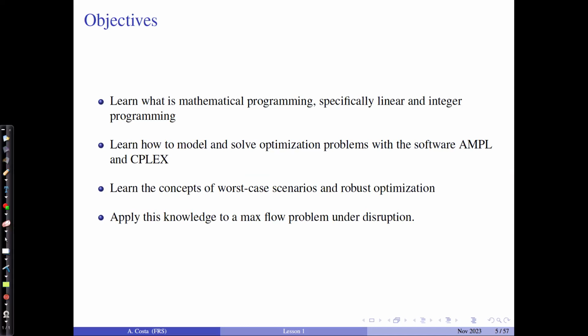So what are the objectives of this course? First, we want to learn what mathematical programming is, and we will focus on integer and linear programming. So we will not touch other topics like non-linear or non-convex; we just look at linear and integer. We will learn how to take a problem described in words and translate that into a model that we can implement with MPL and then solve with CPLEX. Then we will learn the concept of worst case scenario and robust optimization. And then we will apply this knowledge to the max flow problem that will be introduced at the end of this lecture.